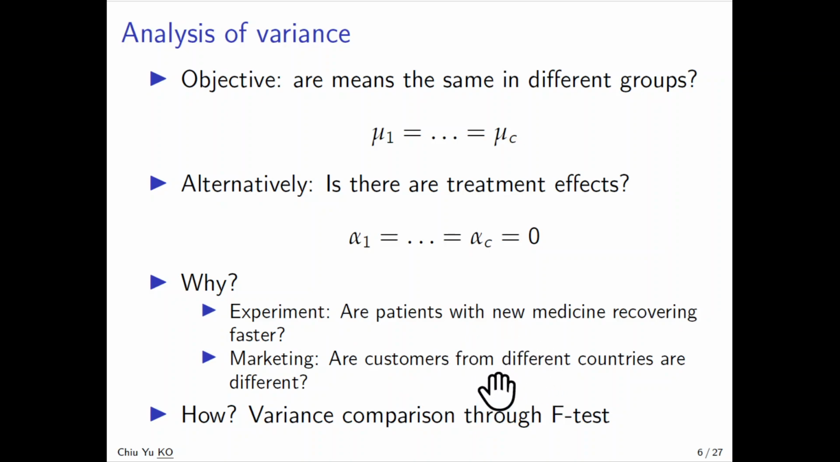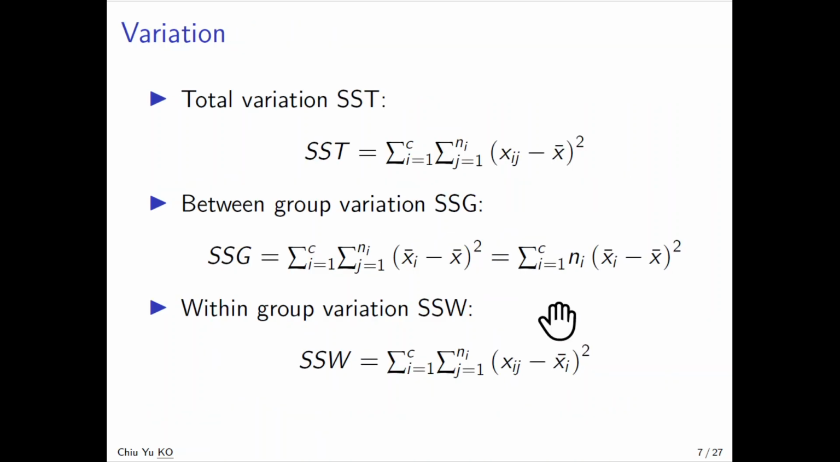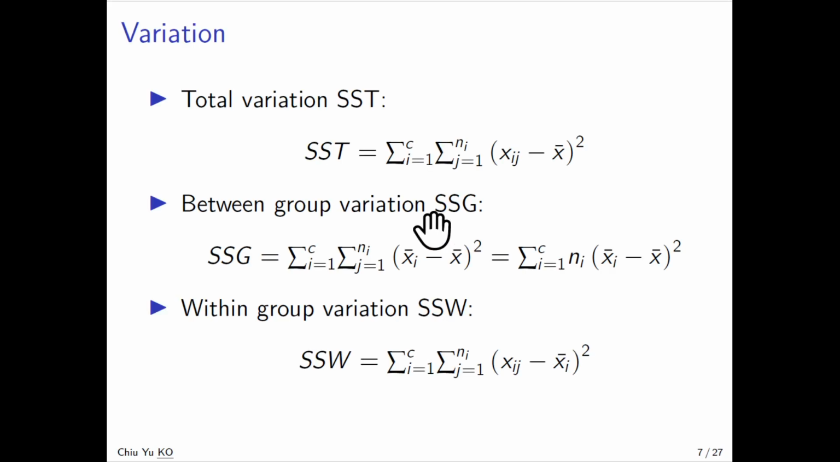So what we do is a variance comparison for the F-test, because if you assume the same mean, the variances cannot be too different. If the means are not the same, then the variances will be a lot different. So that's the idea. In analysis of variance we often have SST, SSW and SSG. These are the things behind it.